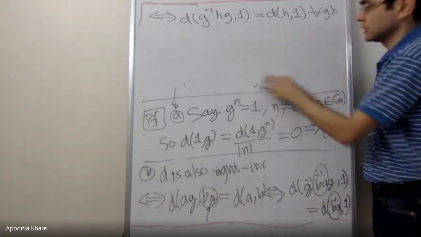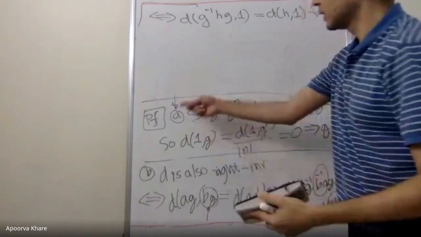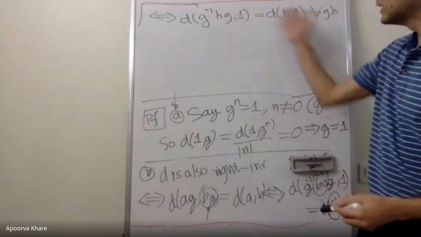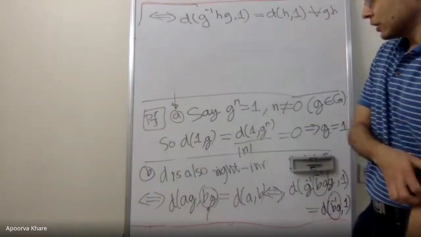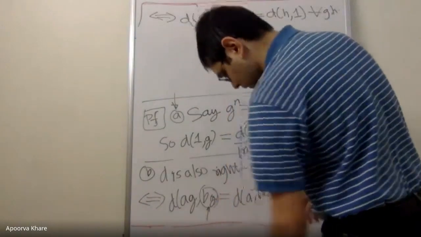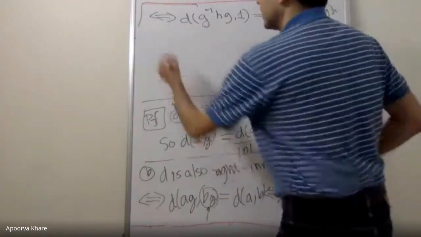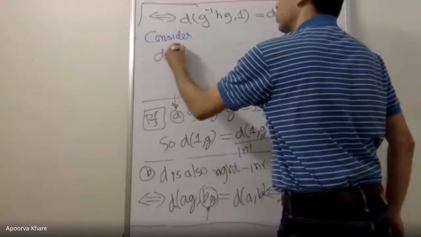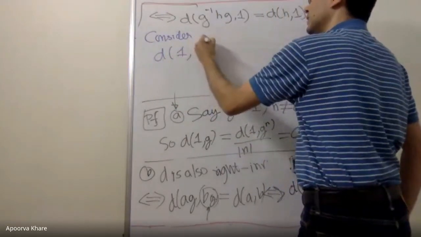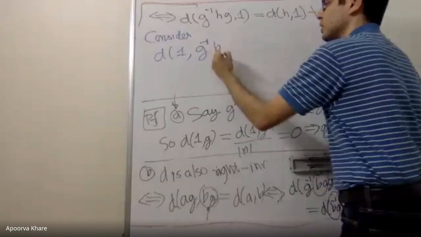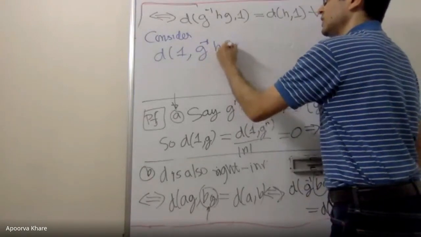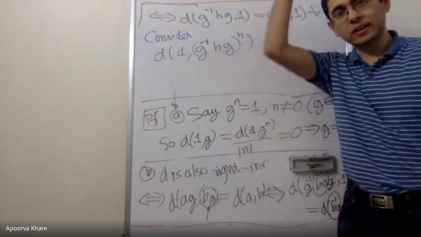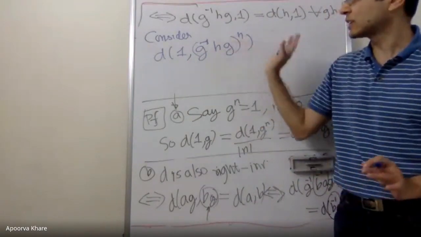So I want to prove this. The claim is that if the distance is left invariant and a norm, then it satisfies this condition. Okay, so now let me do what I started doing, which is consider the distance from 1 to G inverse H G to the power N. I'm going to take N to be a very large integer going to infinity. But for now, I just fix an N.